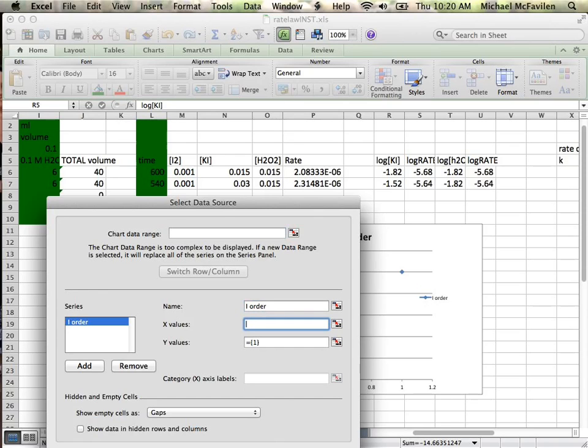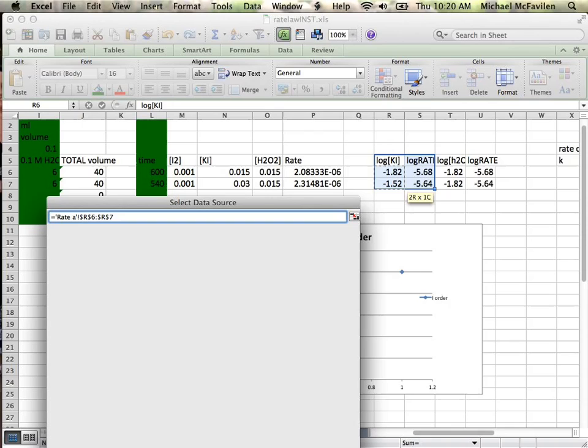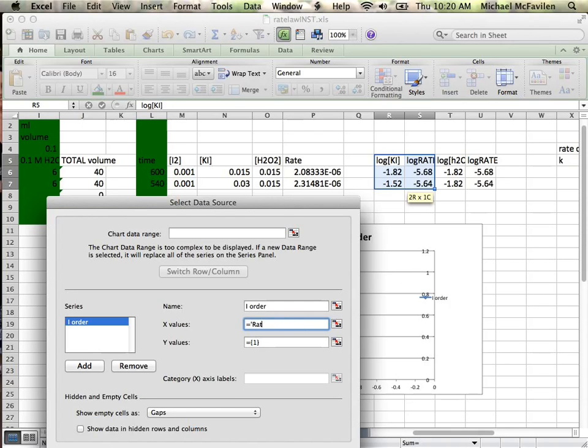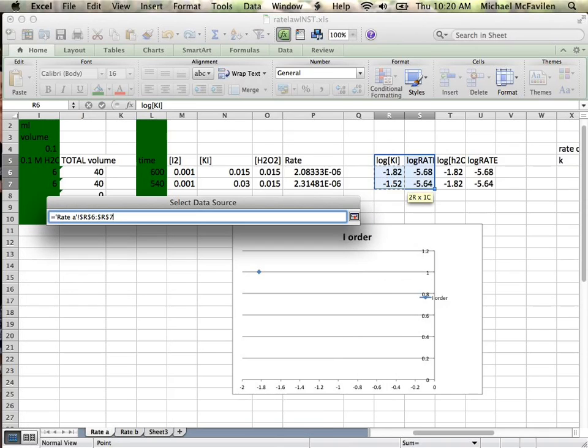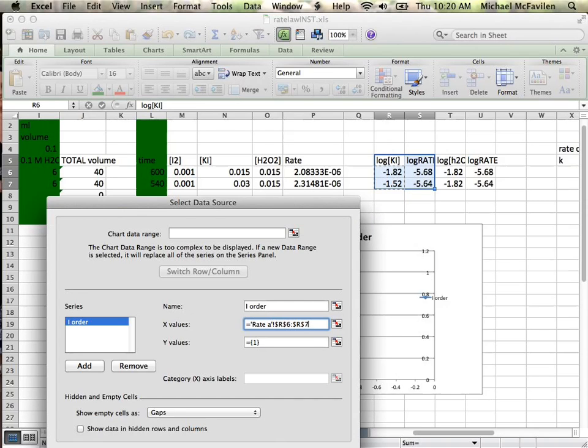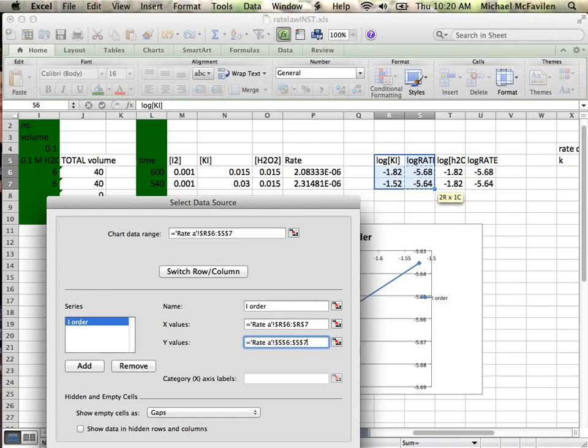What do we plot on the x-axis? Go back to our equation. What did we say? It was the concentration, right? Oh, don't do that. If you ever make a mistake, just delete. Go back and fix it later. I want the log of concentrations on my x-axis. For my y-axis, I wanted the log of the rates. It's now entered that data.